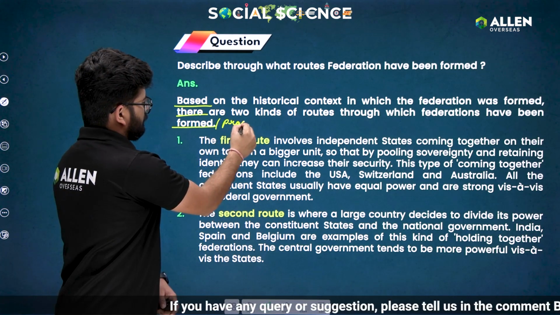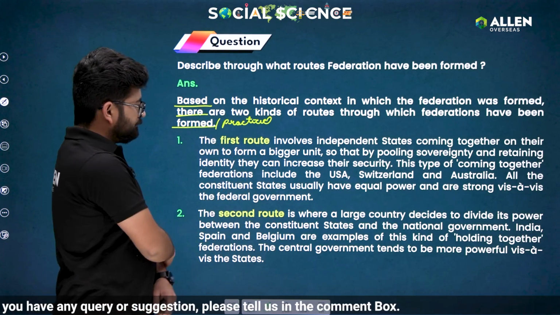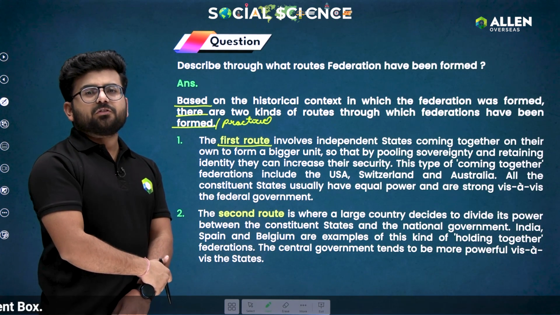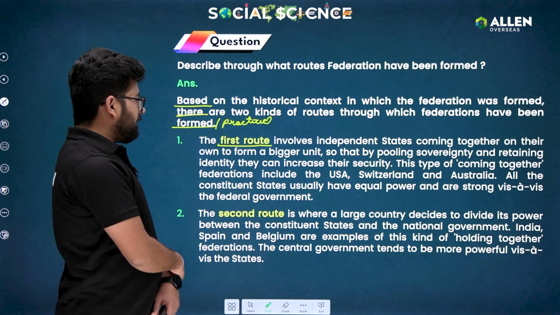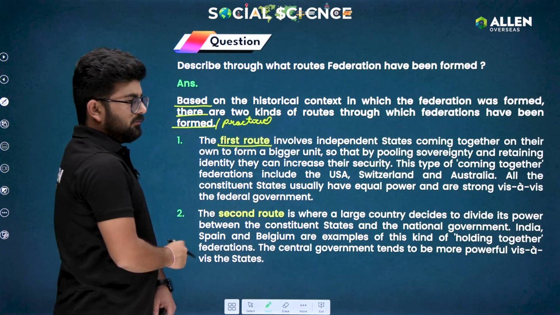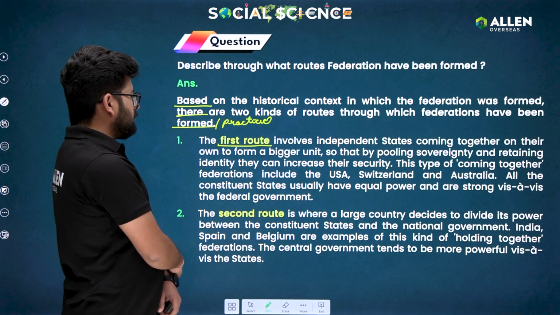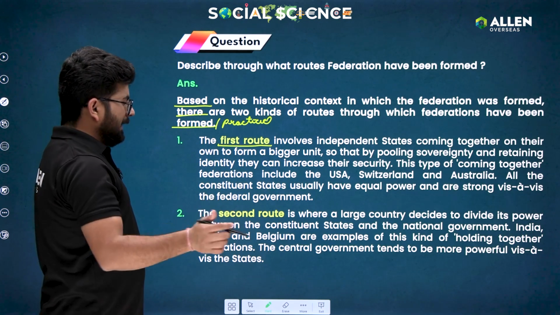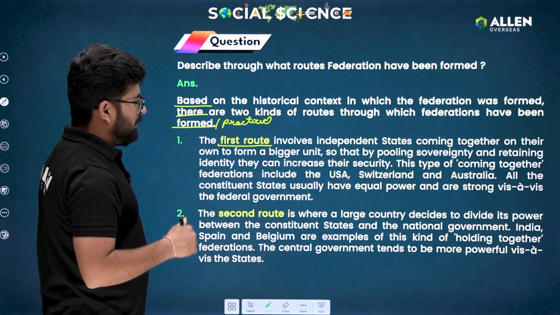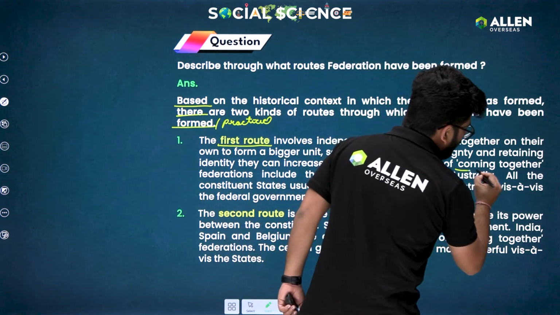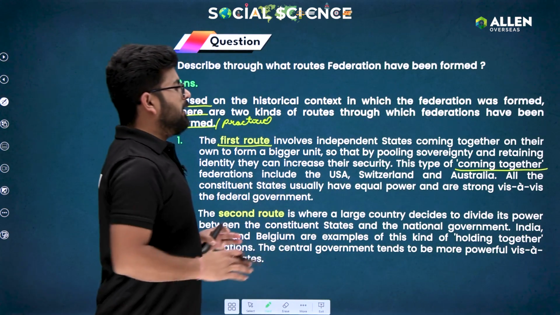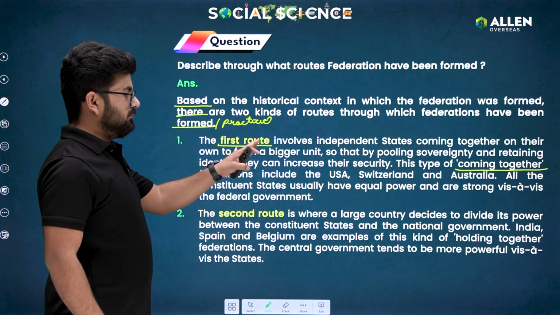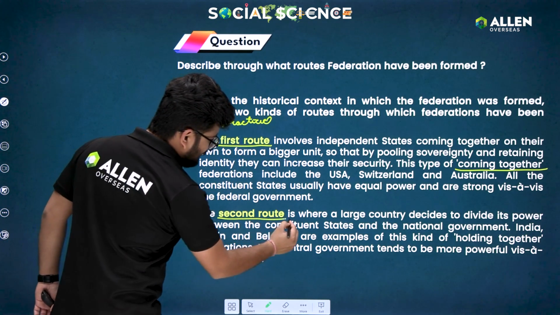Right, students? The very first route. Here I already highlighted the first route. Students, you will not have to use different color pens. Instead, you can simply use a black pen to underline it. So students, the very first route: independent states coming together on their own to form a bigger unit, and that's what we have as coming together federation. That coming together federation is also to be underlined. So here you are making a headline. With that, you are signifying that this is the first route and this is the second route.